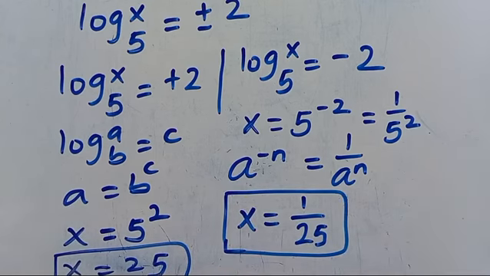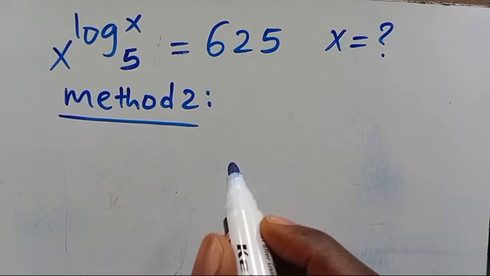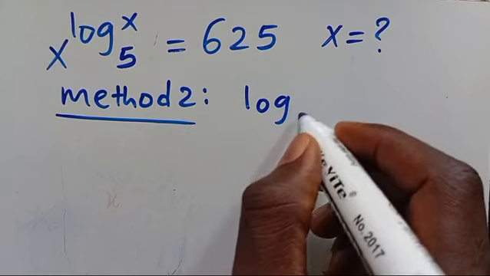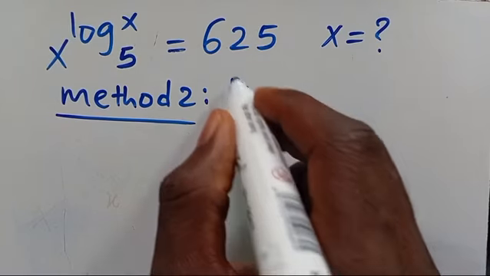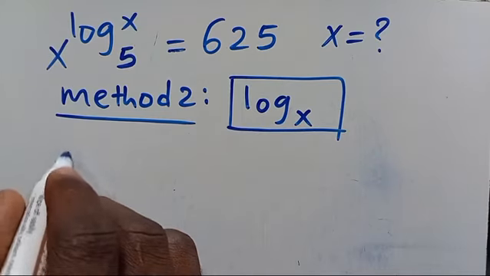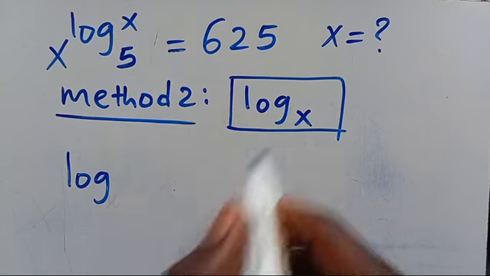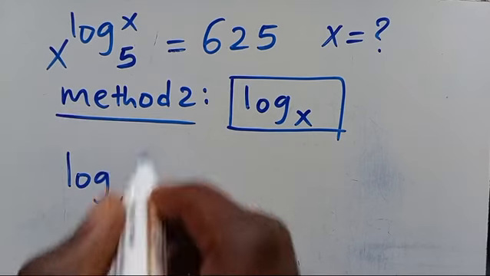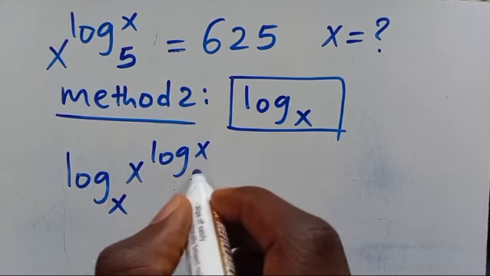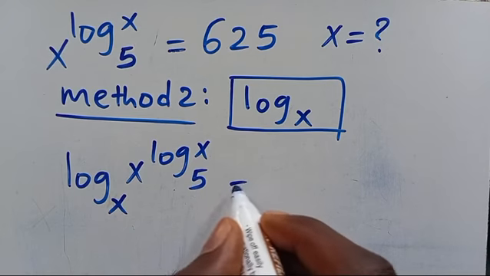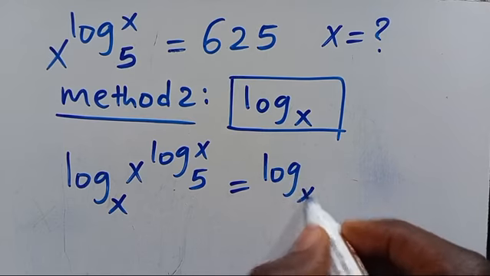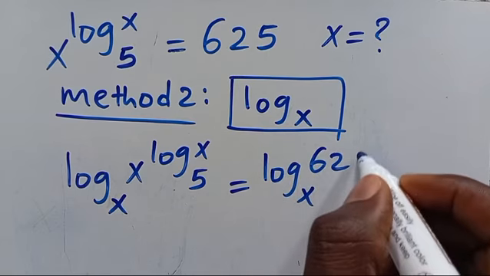Then let's check another method. So we want to apply method 2. In this method 2, let's take log in base x of both sides of this expression. So we have log in base x of x to the power of log x in base 5, on both sides, equals log in base x of 625.